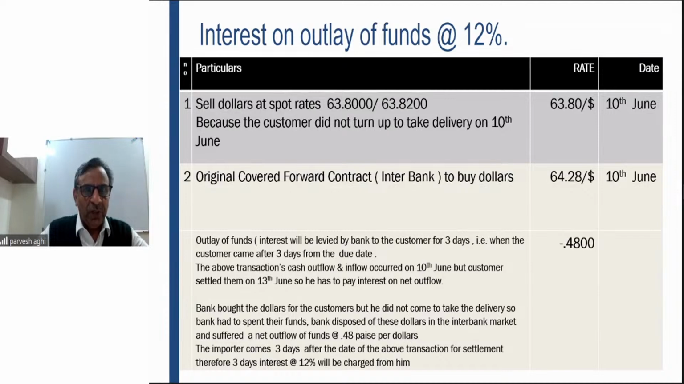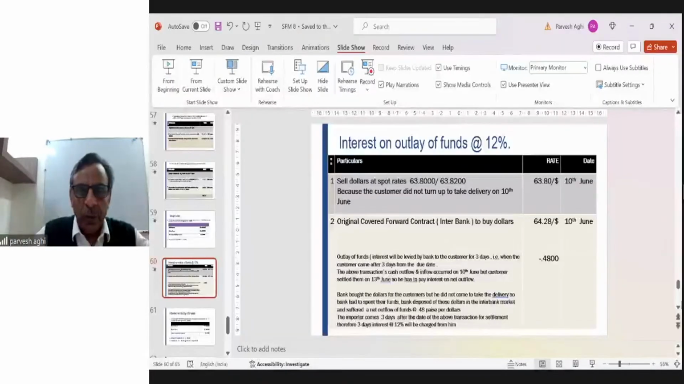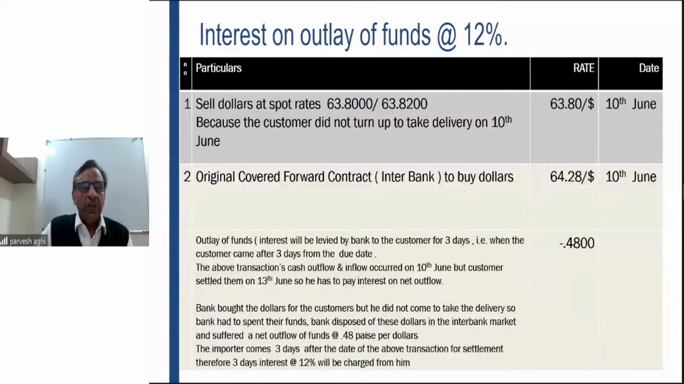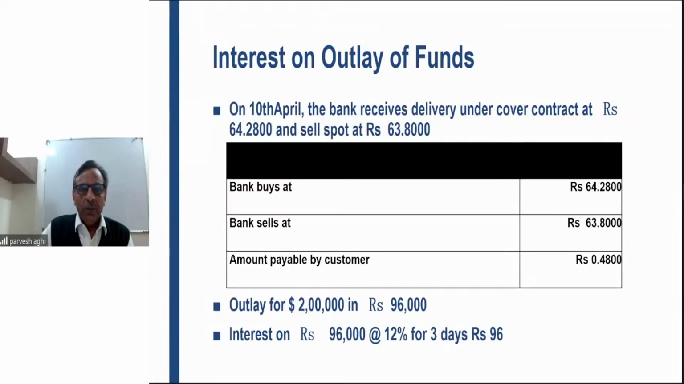So the importer comes 3 days after the date when he was supposed to come for settlement, so 3 days' interest will be charged at 12%. So this is interest on outlay. Now it has been calculated here, on $2 lakh multiplied by it, the total amount comes to 96,000. So at 12% for 3 days, it comes to 96 rupees.